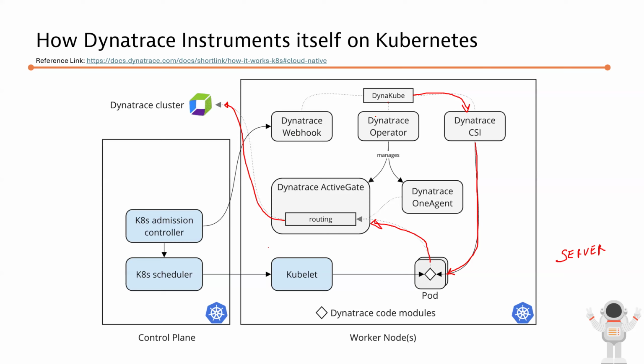So from where do we get all of these pods? We get these pods from the public repositories that Dynatrace has already published. From there, we source the webhook, the operator and the CSI files. So the one agent and active gates are downloaded from your cluster itself. So they are personalized. They are already pre-configured for your cluster, right? That's how all of the things work in the background.